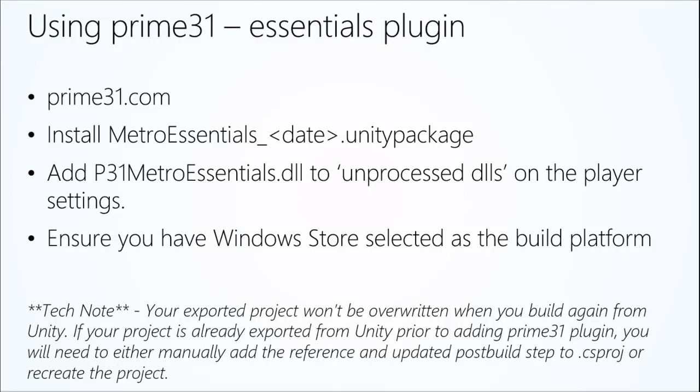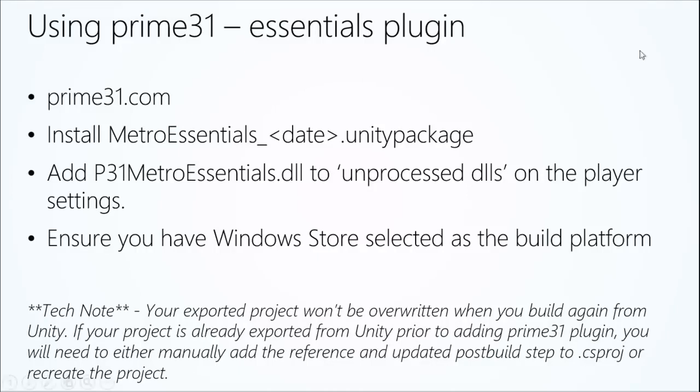And they're just simply a way that you can redistribute stuff that you can use across your projects. Okay. So the Prime-31 plugins come down as a .unity package file. Double-click on it, it goes into your project. Now, last session, you were showing that with Azure, you had to add the P31 Metro Azure DLL. Yes, correct. To unprocessed DLLs.